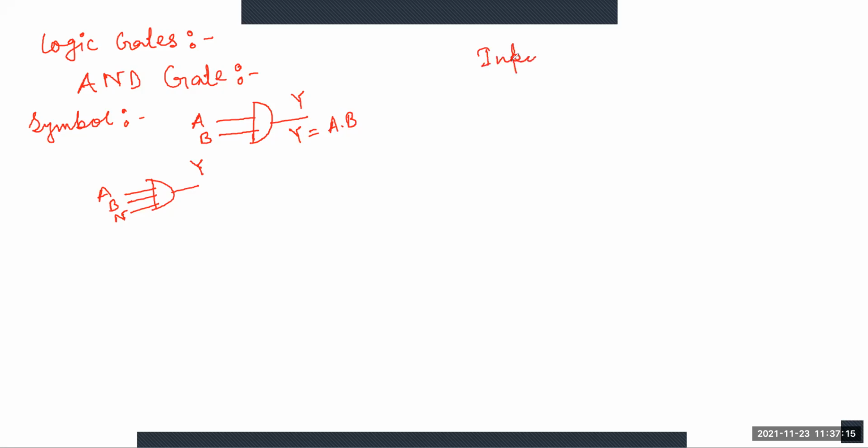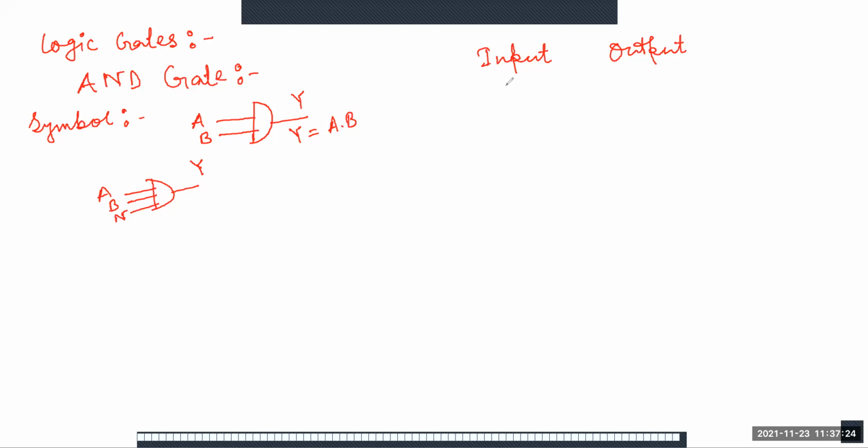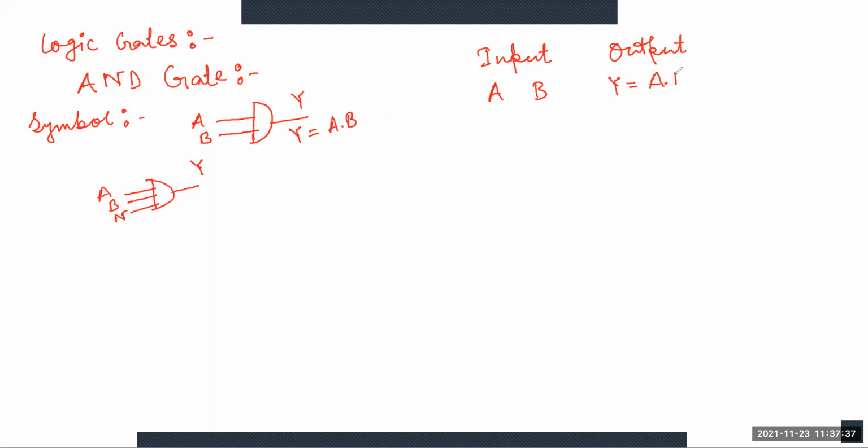Input and output. So input, we have two pins, because here this is a two input AND gate. So this is A and this is B, and here this is Y equals A dot B. Now one thing, for a two input AND gate, how many combinations we will get? Any idea?